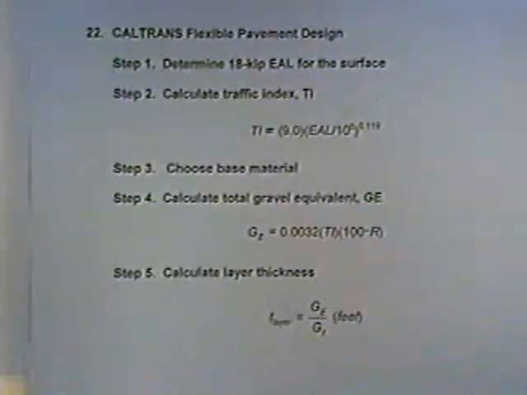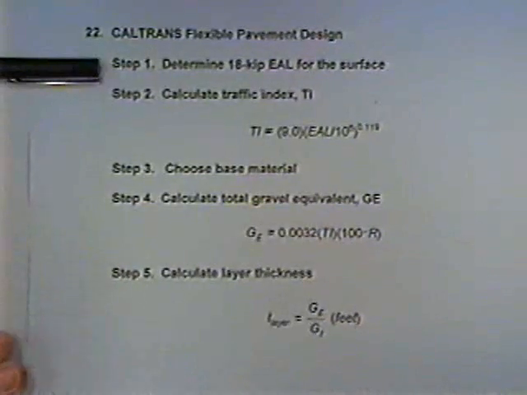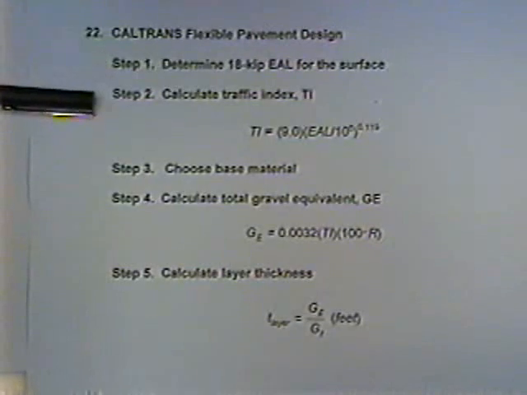Now, a second method of flexible pavement design is the Caltrans pavement design procedure. A lot of similarities, but there are also some differences. And the second most widely used procedure. Step 1 is determine the 18 kip equivalent axle loads for the pavement surface using some of the procedures from earlier in the reference manual.